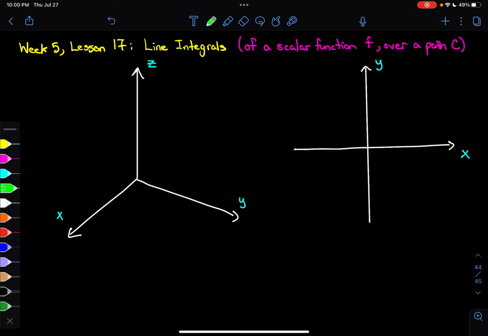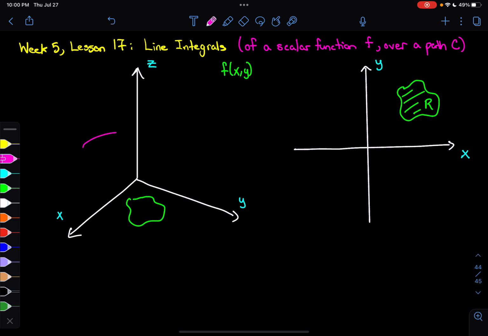takes some function, right? It takes a 3D function, f of x y, and it integrates over some domain, some region, which we call R, like this. And we add up all the values of the function over that region. What does it look like in 3D? That region is sitting here on the xy plane, and that function is some 3D function, f of x y, and it gives us volume, if you will.